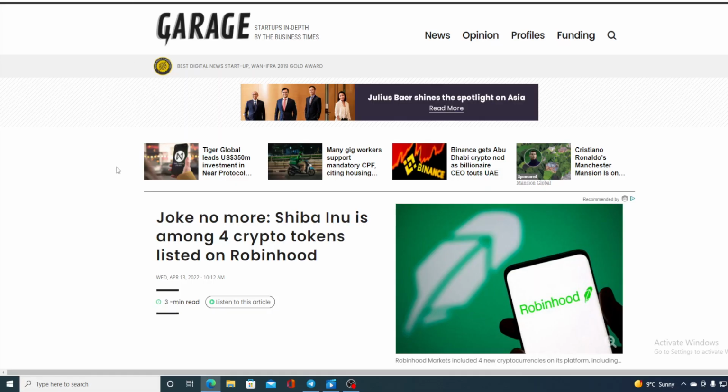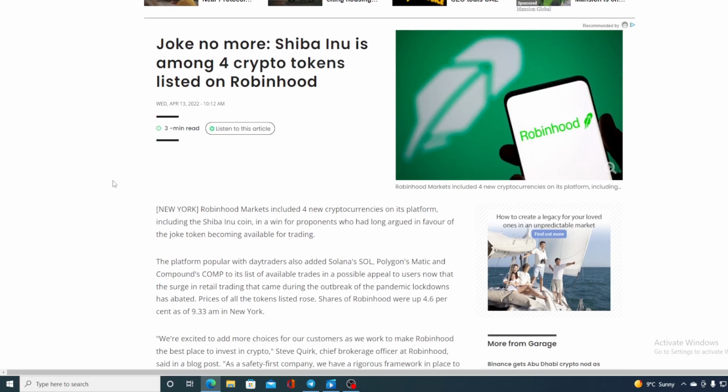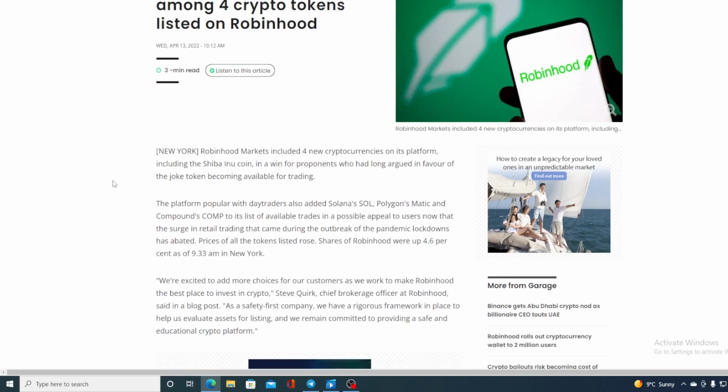Take a look at this. Joke no more, Shiba Inu is among 4 crypto tokens listed on Robinhood. Robinhood Markets included 4 new cryptocurrencies on its platform, including the Shiba Inu coin, in a win for proponents who had long argued in favor of the joke token becoming available for trading. The platform, popular with day traders, also added Solana, Polygon Matic, and Compound.